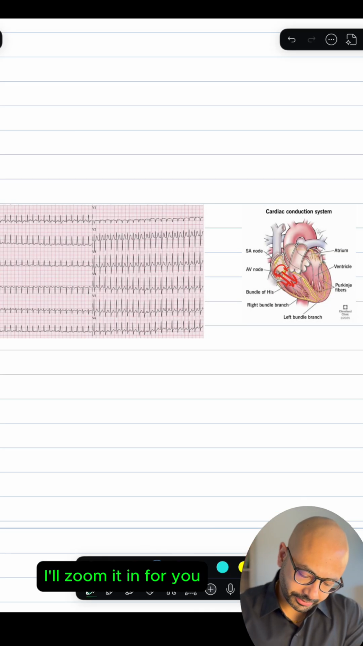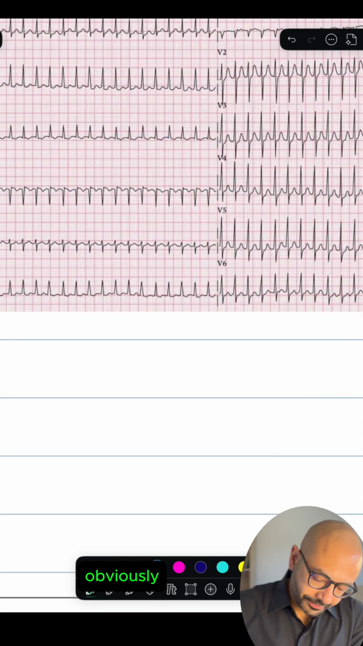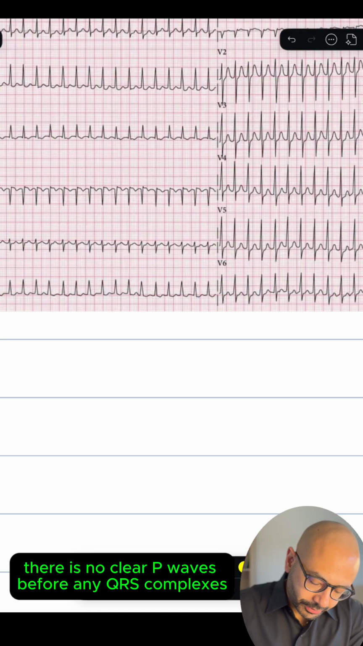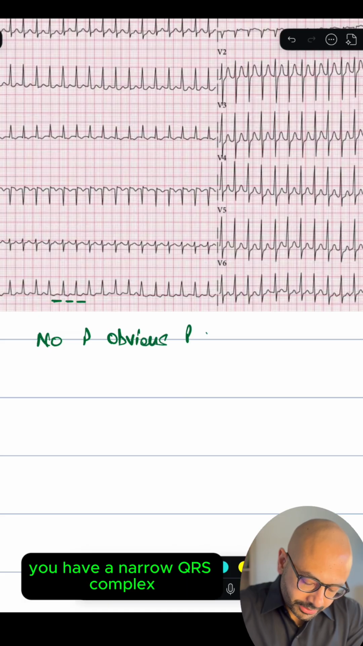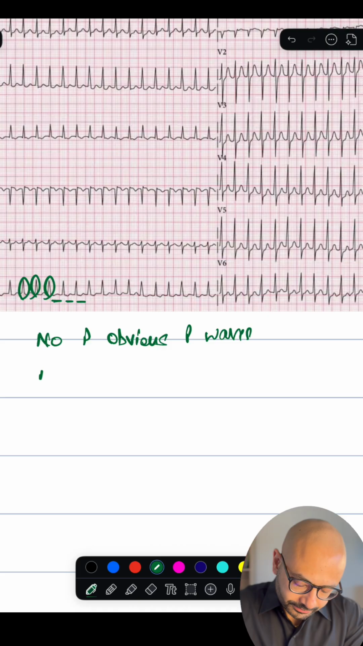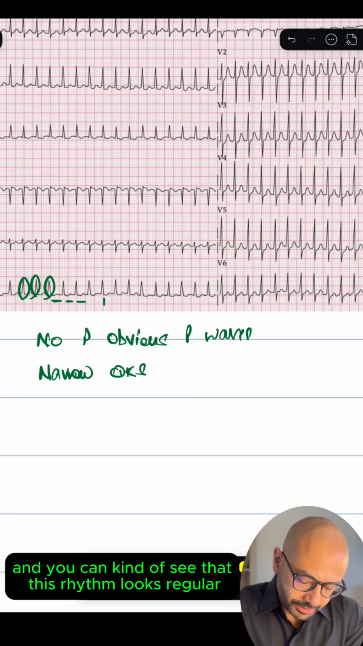Here, I'll zoom it in for you. Now, what you notice is obviously there are no clear P waves before any QRS complexes. So, no obvious P waves. You have a narrow QRS complex. So, narrow QRSs. And you can see that this rhythm looks regular.